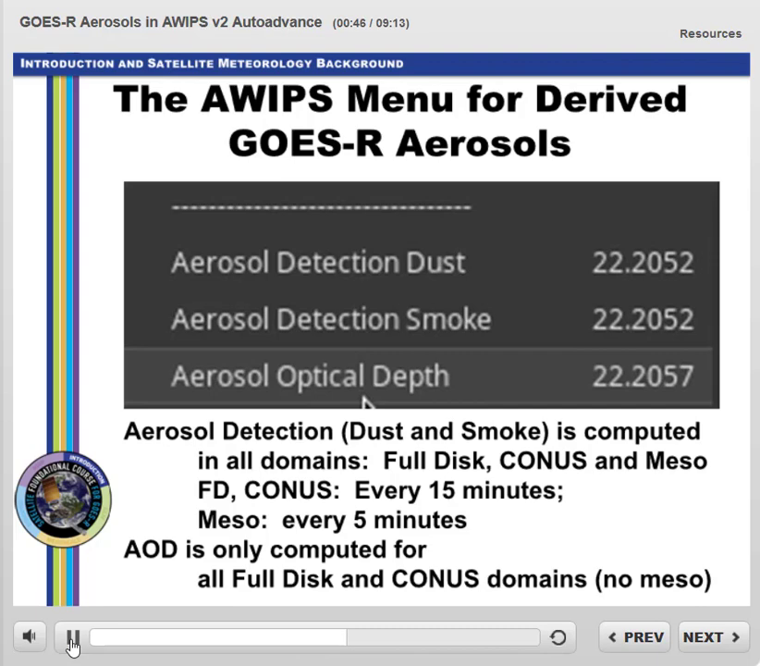Aerosol detection is available for all 3 sectors: full disk, CONUS, and meso. Aerosol optical depth, AOD, is available for full disk and CONUS sectors, but not mesos.